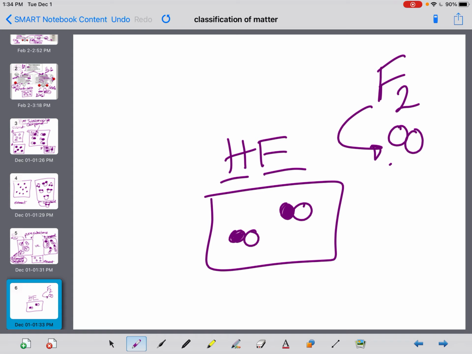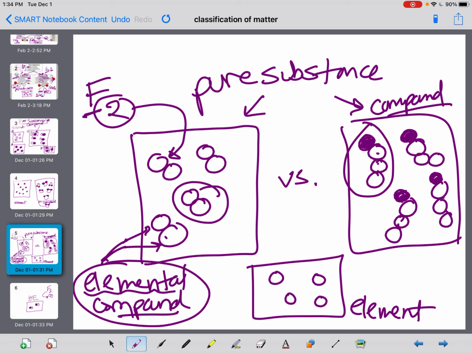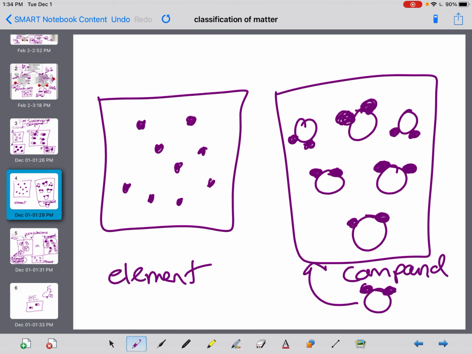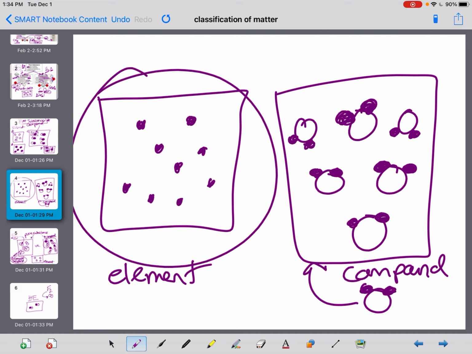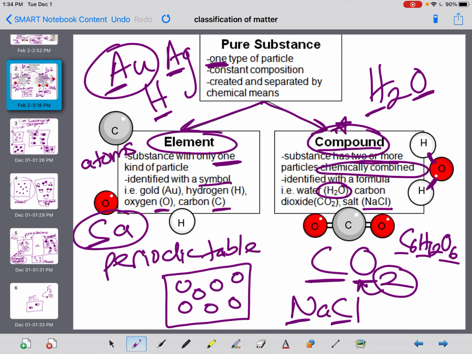Okay, but remember, all these examples we're looking at, these are pure substances because in that block of matter, it's the same thing on repeat. The only difference is you're either repeating one particle or you're repeating a cluster of more than one that is connected together, which is a compound.